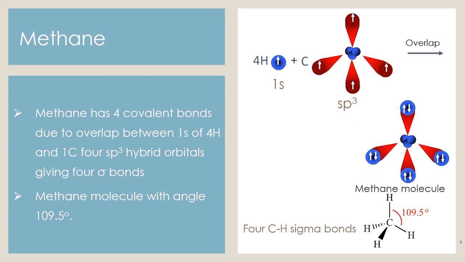Here is the overlap of the 4 sp3 orbitals of the carbon atom with the 4 1s orbitals of the 4 hydrogen atoms, which results in the formation of the 4 sigma bonds. The 4 C-H sigma bonds have equivalent 109.5 degree angles in between.